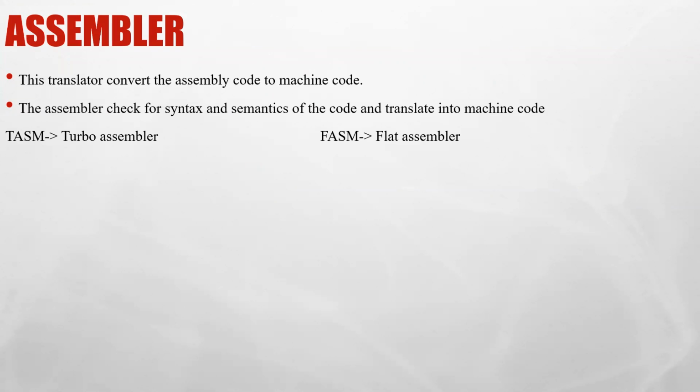There are different kinds of assemblers. One is TASM, Turbo Assembler, FASM is Flat Assembler, MASM is Microsoft Macro Assembler, and NASM, Netwide Assembler. These four assemblers convert the assembly level code into binary fashion or a machine level coding based on the given conditions.